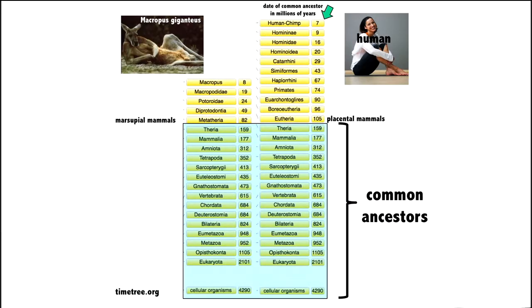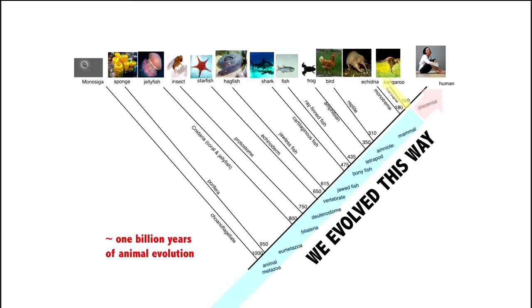What about kangaroos? Now, kangaroos, when you do the same thing, up until 159 million years ago, we were identical. We have a whole list of common ancestors. We were the same. And then 159 million years ago, we went the placental mammal way, and they went the marsupial mammal way. And when you plot the red and yellow arrows on the 1 billion year phylogenetic tree of animal evolution, this is what you get. Kangaroos and placentals dividing 160 million years ago.